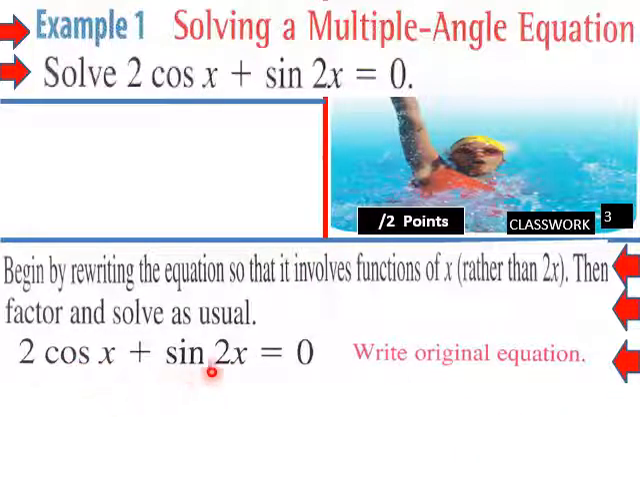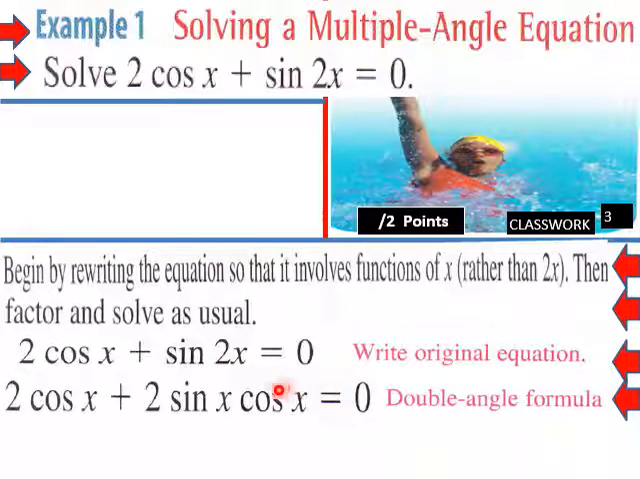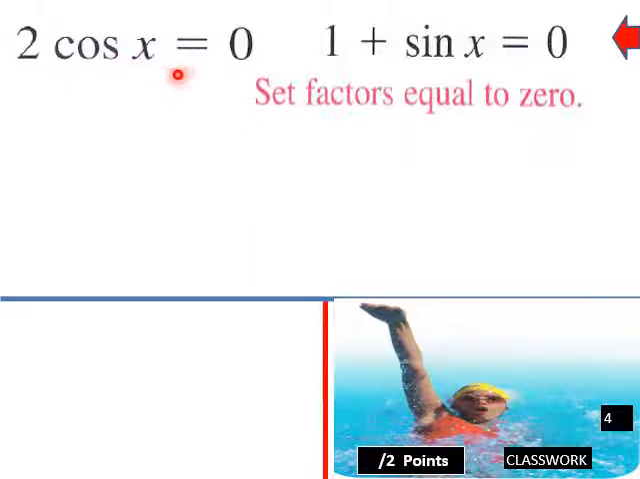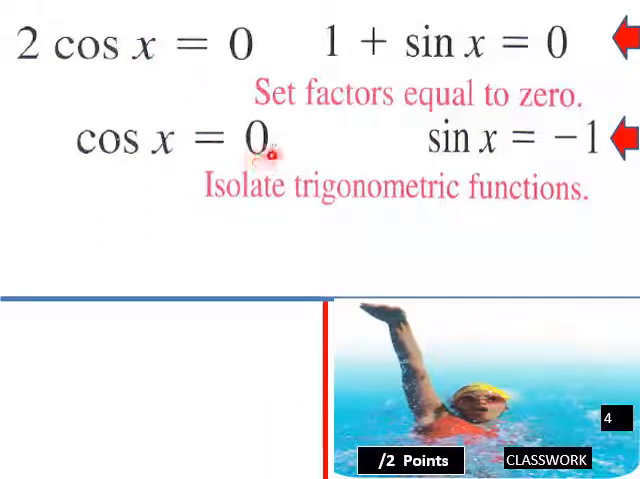So 2 cosine x plus sine 2x equals 0. That's your original. And then your double angle formula. Using one of your double angle formulas, 2 cosine x plus 2 sine x cosine x. That's what this becomes here. And then we can factor out 2 cosine x times 1 plus sine x equals 0. That's after our factoring. So we have 2 cosine x equals 0, and we have 1 plus sine x equals 0. So for that, this will become cosine x equals 0, and then sine x equals negative 1.